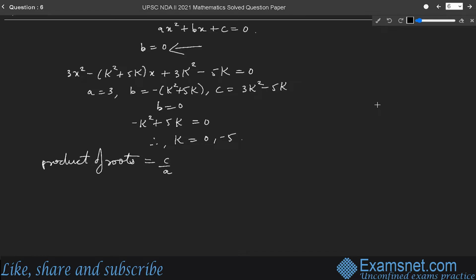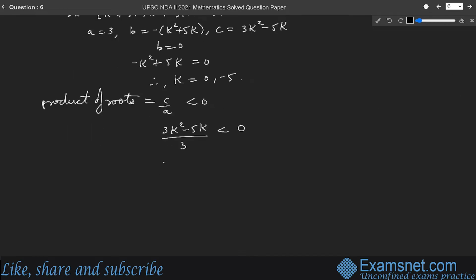We know that it is always less than 0. So let us put the values here. 3k square minus 5k upon 3 is less than 0. So taking k common here, it will be 3k minus 5 is less than 0. So we can say that the value of k will lie between 0 and 5 by 3.